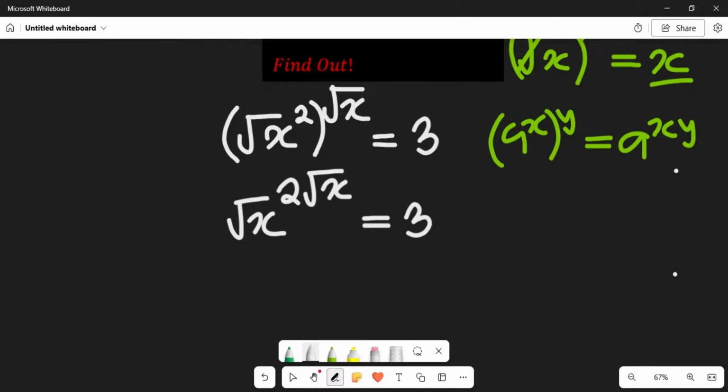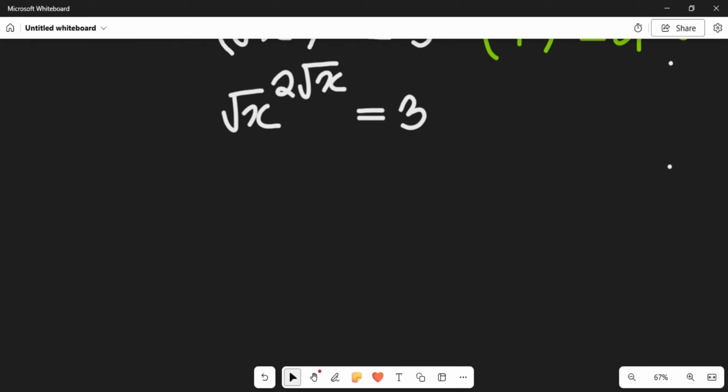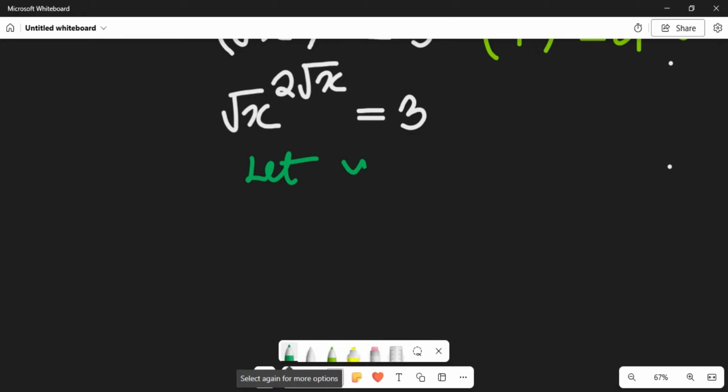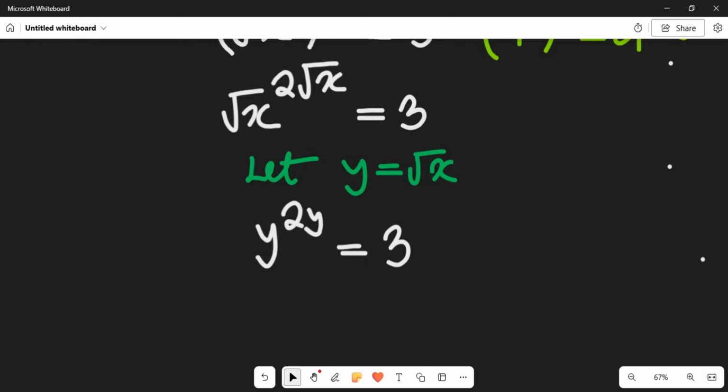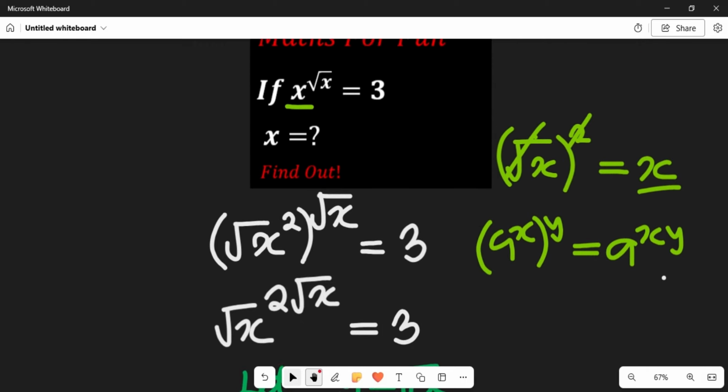Now we have the square root of x and also the square root of x. To simplify everything, I want to let y be equal to the square root of x. Now if I let y be equal to the square root of x, I'll have y to the power of 2y, right? And this will be equal to 3. Well simplified. So how can we simplify or reduce this value in order to get the value of x? Remember, we're asked to find the value of x.